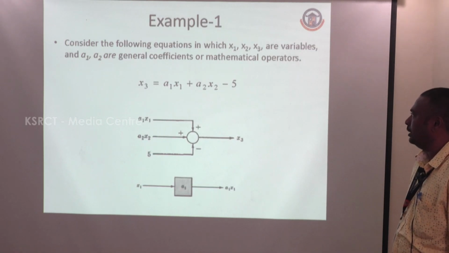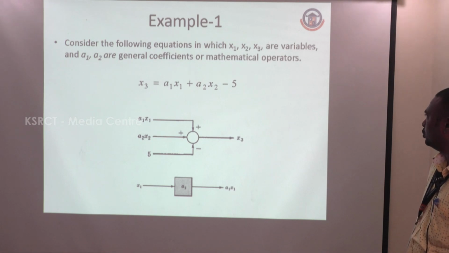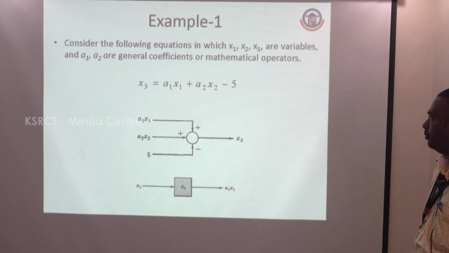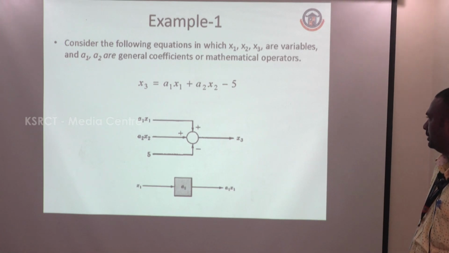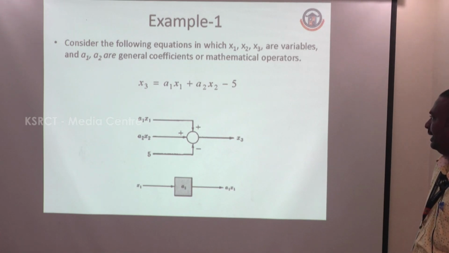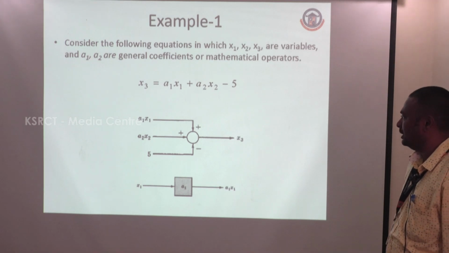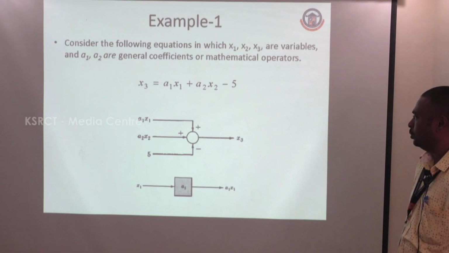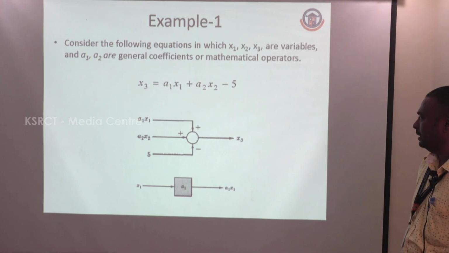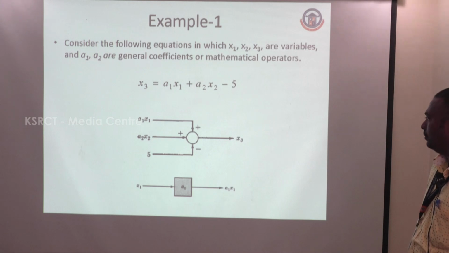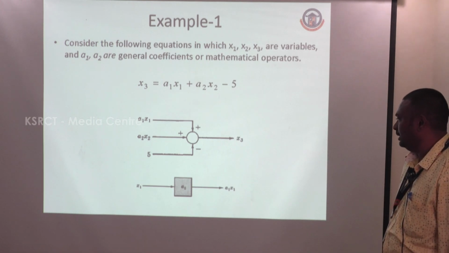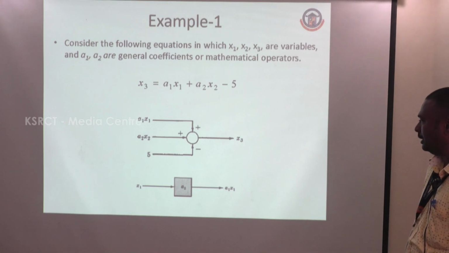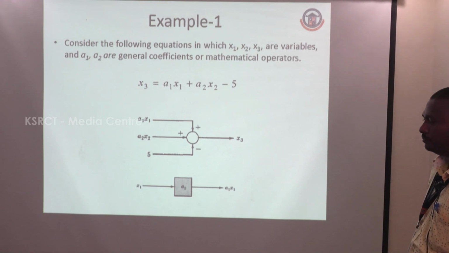Consider example 1. In the following equation, x1, x2, x3 are the variables and a1 and a2 are the general coefficients or mathematical operations. Then x3 equals a1 x1 plus a2 x2 minus 5. We represent this as blocks a1 x1, a2 x2, and 5 as an input. We get the signs at a summing point, and the final output is x3. We are putting a1 as a block in the signal path.